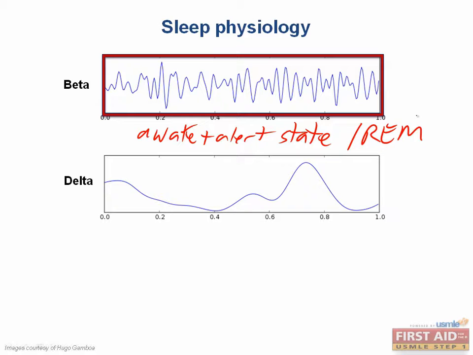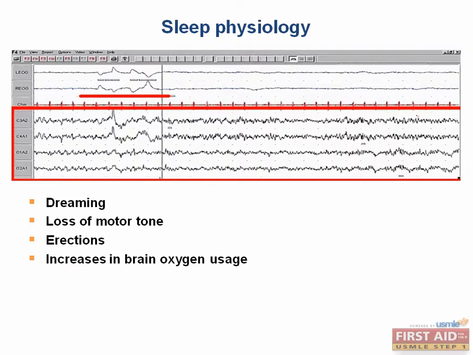REM sleep occurs approximately every 90 minutes and its duration increases throughout the night. It is characterized by dreaming, loss of motor tone, erections, and increases in brain oxygen usage. This is possibly related to a memory processing function. Also, as we discussed, extraocular movements during REM sleep are due to the activity of, do you remember? The PPRF, paramedian pontine reticular formation.